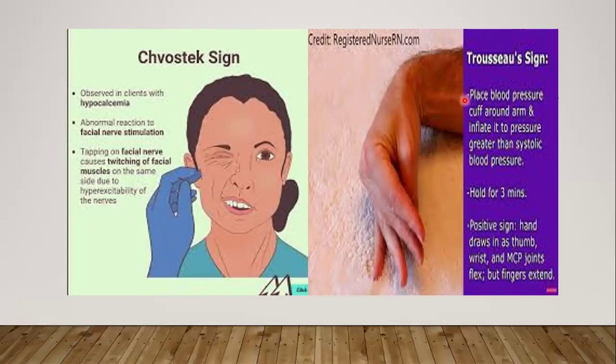And Trousseau sign, that is when a blood pressure cuff is tied around the arm and inflated to a pressure greater than systolic pressure and held for 3 minutes, there will be contraction of the hand. There will be flexion at the wrist joint and the metacarpophalangeal joints flex, but the fingers get extended. So there is spasm. This is called carpal spasm. This is Trousseau sign. T-R-O-U-S-S-E-A-U. Trousseau sign.